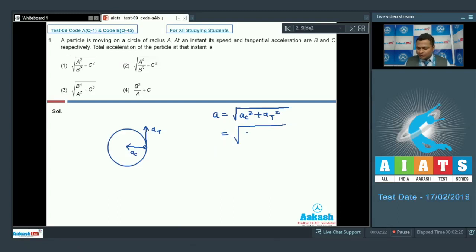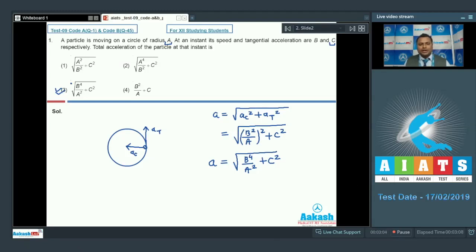Now in order to calculate the centripetal acceleration, we know that centripetal acceleration equals speed squared divided by radius. So speed is B, so B squared divided by radius A, whole squared, plus tangential acceleration squared. The tangential acceleration is given as C, so that's why C squared. After solving, we will get the net acceleration a equals square root of B to the power 4 divided by A squared plus C squared. So students, we will proceed with option number 3, which is correct.